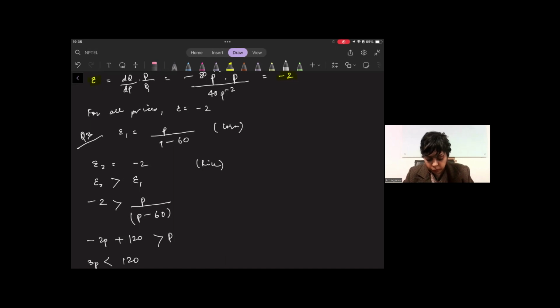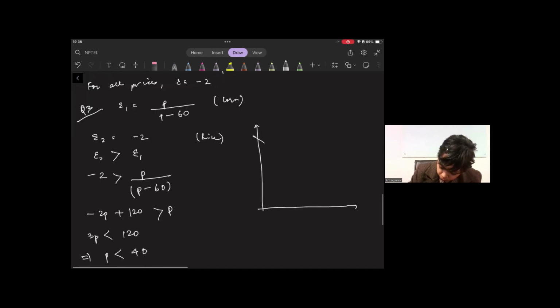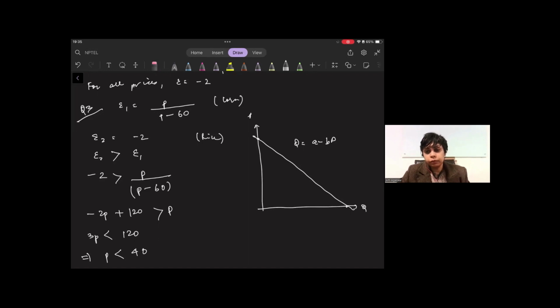And if you remember the diagram Professor Vimal drew in class, it was something like this. So even if you have a straight line, you know, here to here, with the same given equation, say suppose Q is equal to A minus BP, the slope is the same, slope is dQ by dP, but there is a point here where epsilon is equal to 1, and above that and below that, the elasticity is different. It is greater than 1, or it is less than 1, or basically what we're trying to say is that elasticity is changing along the curve.